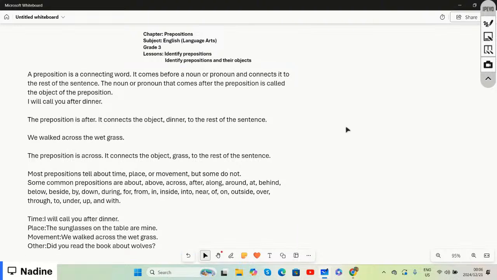So when it comes to prepositions, a preposition is a connecting word. Also, a preposition comes before a noun or a pronoun, and it connects it to the rest of the sentence.